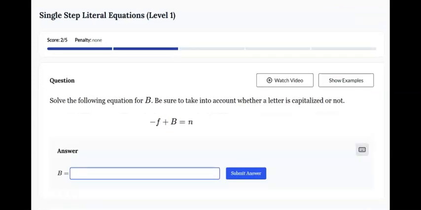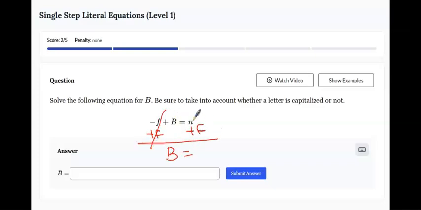In this case, we're going to add F to both sides. And again, on the right-hand side, if you cannot add N plus F, you simply write it side by side like this.